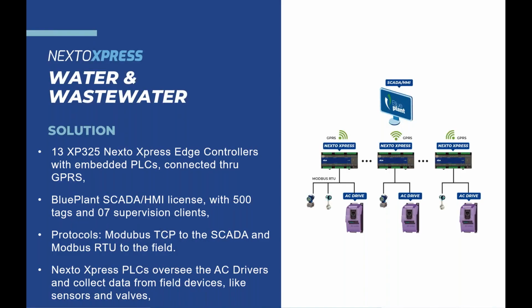So basically, what was our strategy going over here? We got 13 Nexto 325. So they have 13 sites that they want to control.